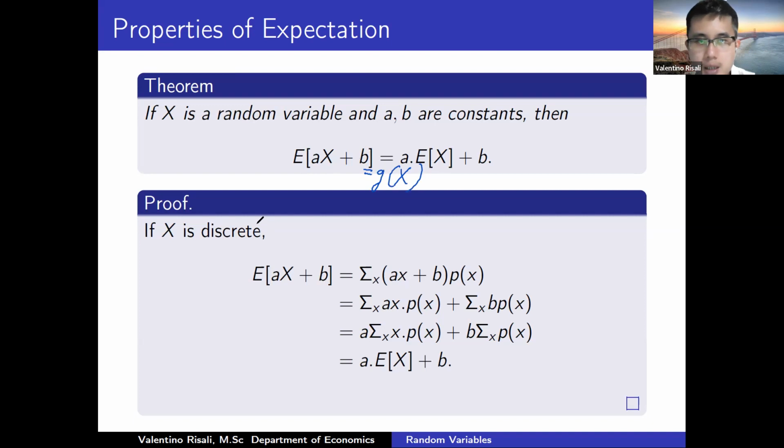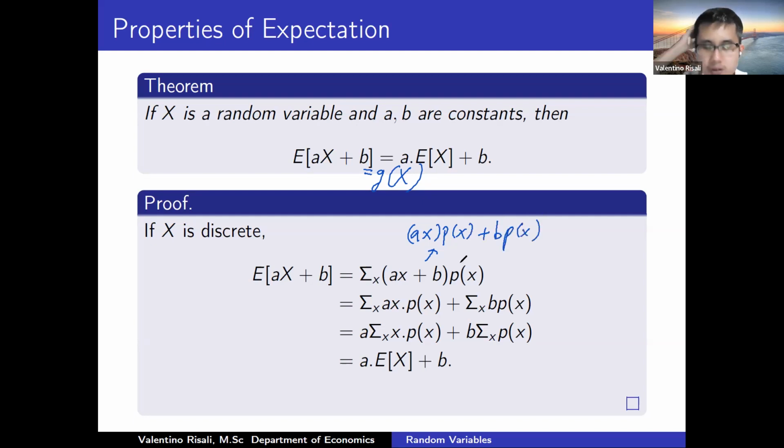Okay, let's see the proof. For the first case, if x is discrete, then we use the sigma for the expectation. From the previous theorem, the expectation of this function is equal to the sigma over all x of (ax plus b) times p(x). We use the distributive law, so we get ax times p(x) plus b times p(x).